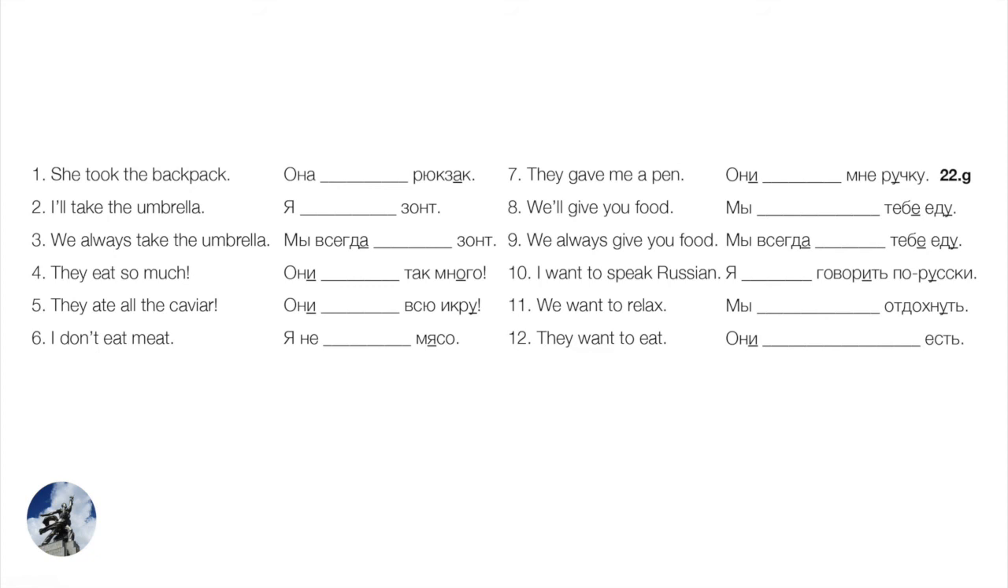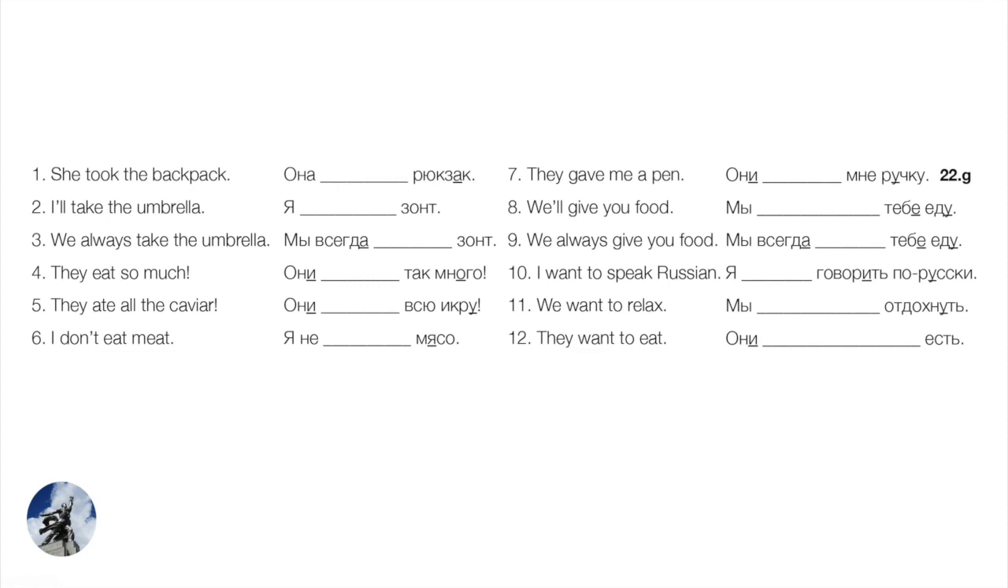By the way, we didn't mention that just like in English, we can follow the verb to want in Russian with an infinitive. It looks very much like the English construction. I want to speak. Я хочу говорить. Number 11, we want to relax. Мы, present tense, imperfective, мы хотим отдохнуть.